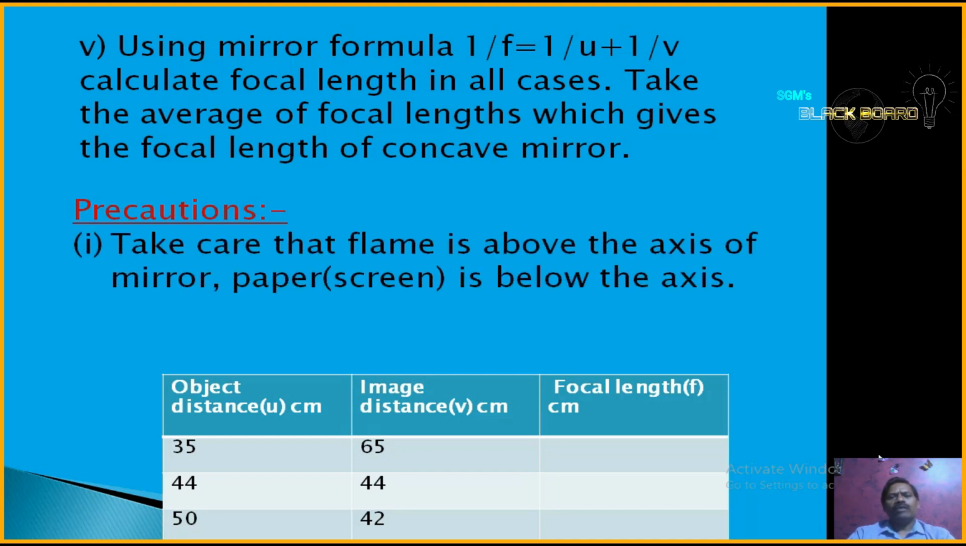For that, you have to follow some precautions. The precaution should also be written right here after the procedure. Take care that the flame is above the axis of the mirror and the screen is below the axis. This precaution should also be written in the lab record. In this way we complete the lab record. Then we need to calculate the focal length in all the cases. So let us do that. After calculating, you need to write a result.